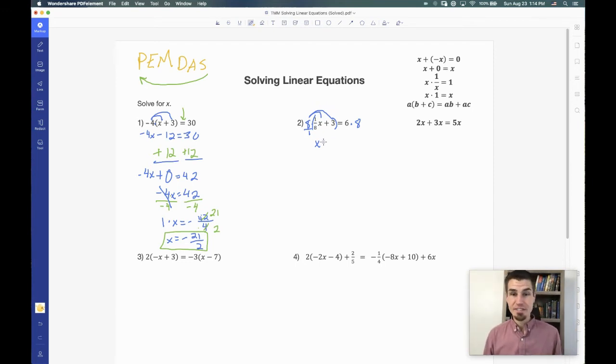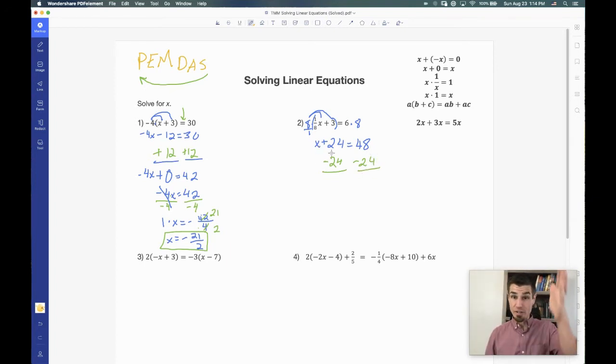8 times 3 gives us 24. And then we cannot forget to actually do this multiplication. 6 times 8 is 48. So now we're just isolating x. We're going to use inverse operations. The inverse of adding 24 is subtracting 24. And what we do to one side, we got to do to the other because it's equal, right?